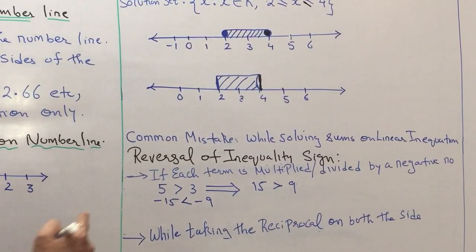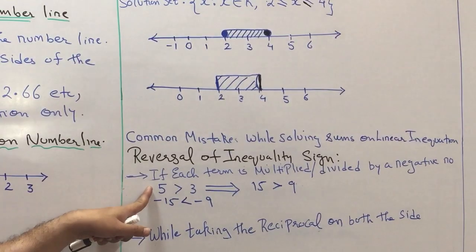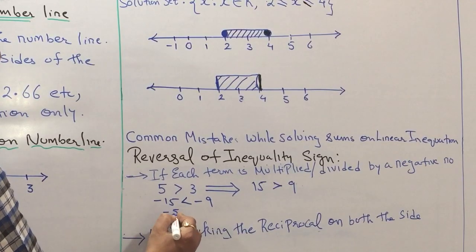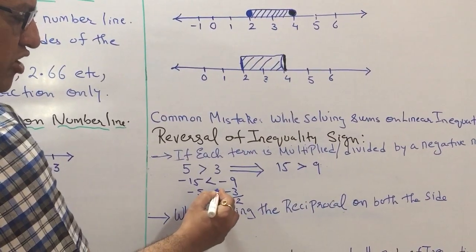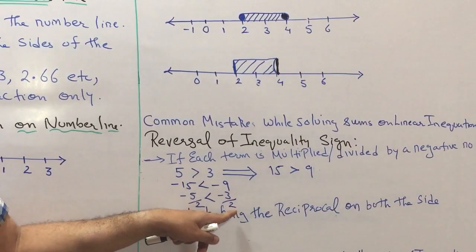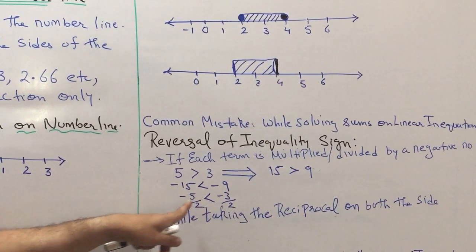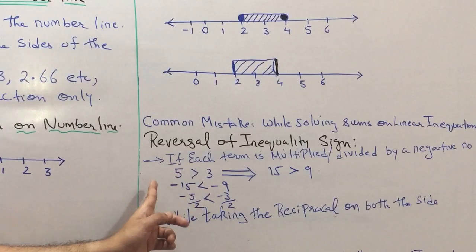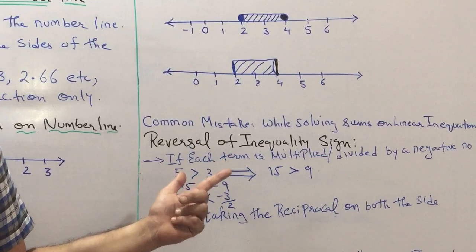Let me say we divide this inequality by minus 2. The answer would be minus 5 by 2 and minus 3 by 2. Minus 5 by 2 is minus 2.5, and minus 3 by 2 is minus 1.5. Minus 1.5 is greater than minus 2.5. So what did we learn? Whenever we multiply or divide an inequality by a negative number, the inequality sign reverses.